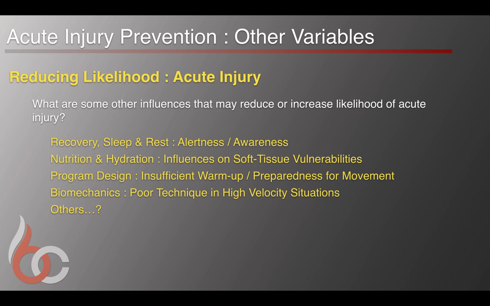When we talk about nutrition and hydration, we're not talking about dehydrated muscle and deficiencies. We're talking about what are the specific micronutrients that play key influences on soft tissue and their vulnerabilities to injury. So what are some of the things that we need to make sure are in our diet so that muscles recover well and muscles perform well in their most elastic state?